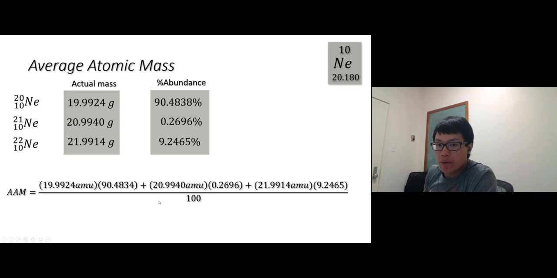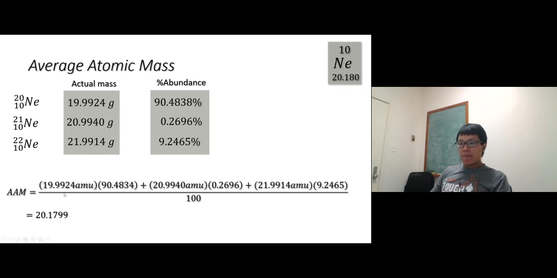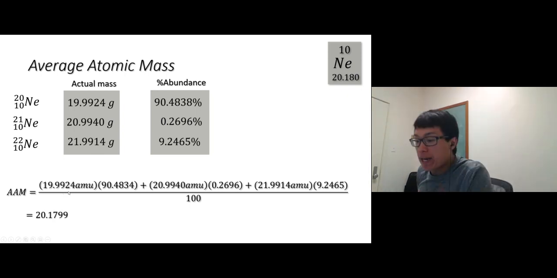If you do the calculation right here, watch out, there are too many numbers, so be careful when you use the calculator. The average atomic mass is 20.1799. Okay, and we put this number into the periodic table. This number is going to be close to the one that has the highest percent abundance, because it contributes to the average atomic mass the most, because there is a lot of it.